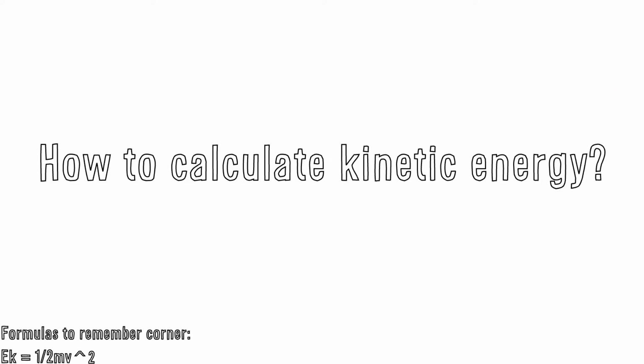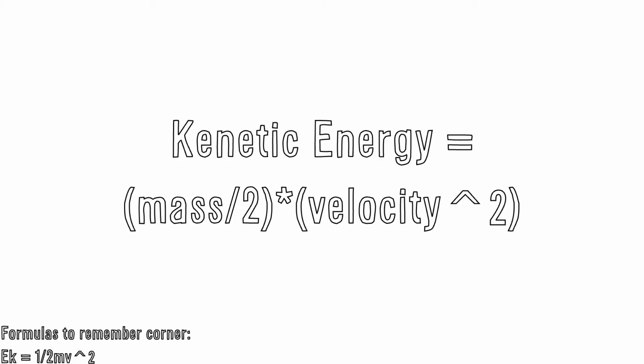The formula for kinetic energy may seem confusing, but it's actually really easy to calculate. First, you get your mass in kilograms and divide it by 2. Then you multiply your halved mass value by your velocity squared, and that's how you get your kinetic energy.